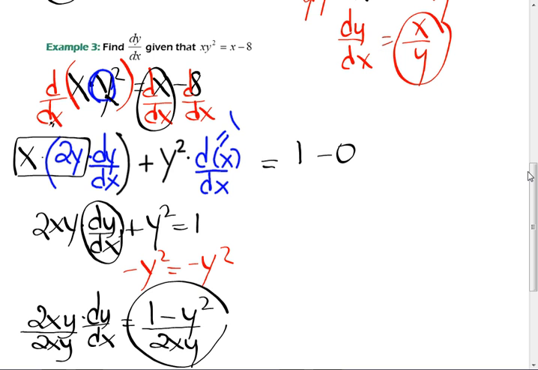Wait, why did I what? I did it right here. It's x times 2y dy dx, and then I just commuted those.